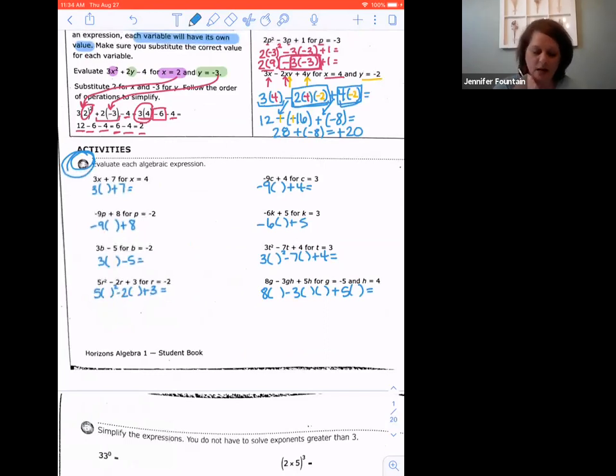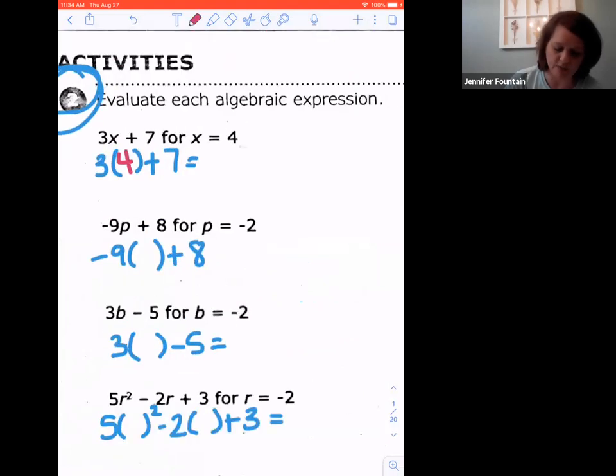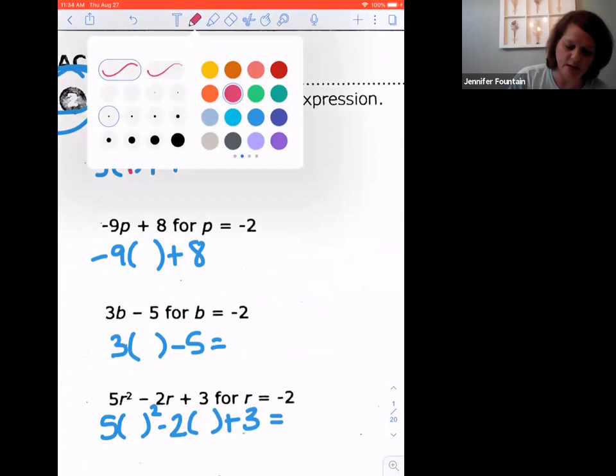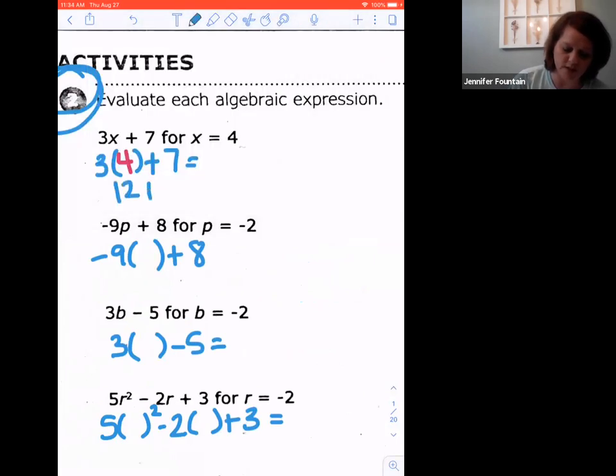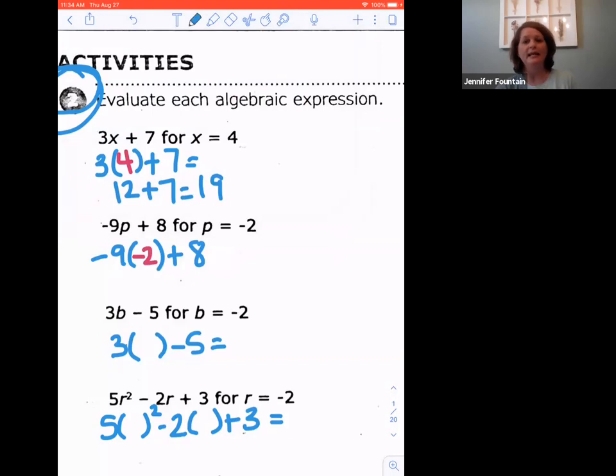Okay, let's go ahead and start plugging in our values. So the first one, x is 4. So 3 times 4 plus 7. 3 times 4 is 12 plus 7 is 19. The next one, I'm plugging in -2 for p. So now, order of operations, I'm going multiplication then addition. I'm multiplying a -9 times -2. Negative times a negative is a positive, and 9 times 2 is 18. So 18 plus 8 is 26.